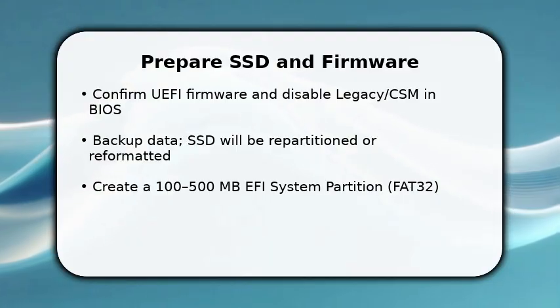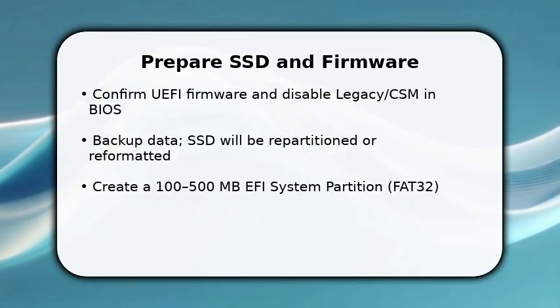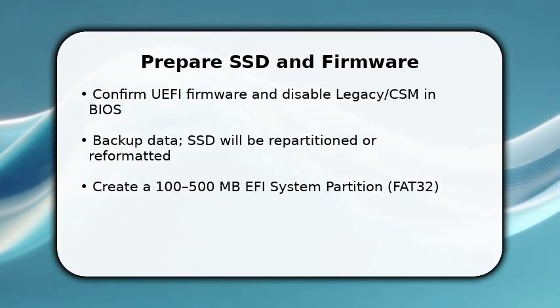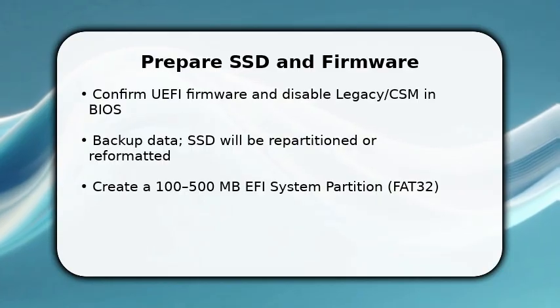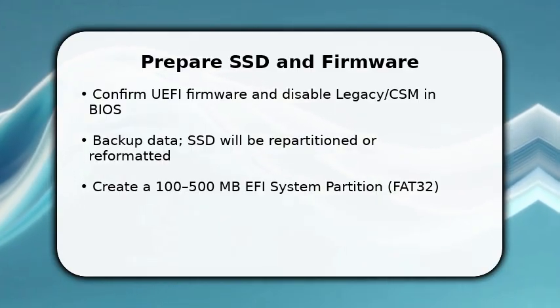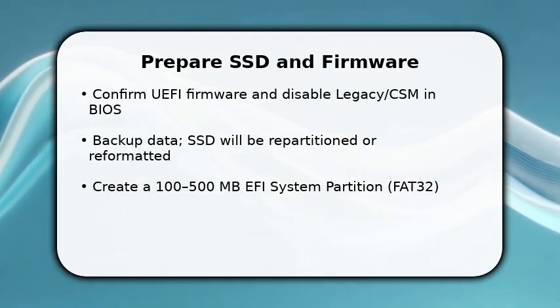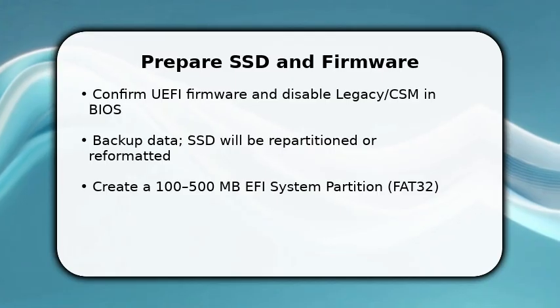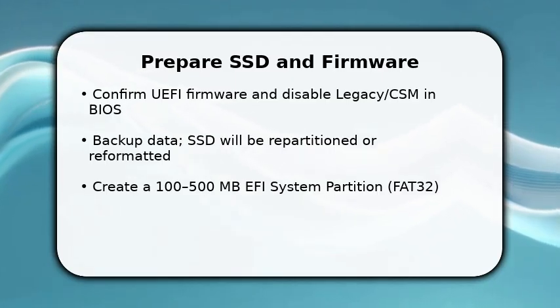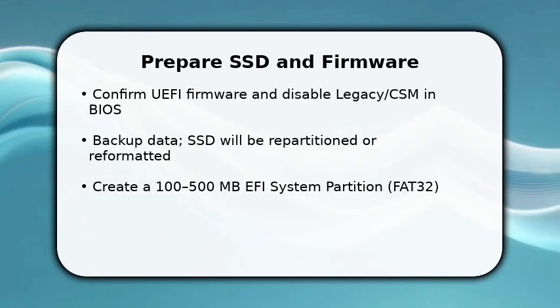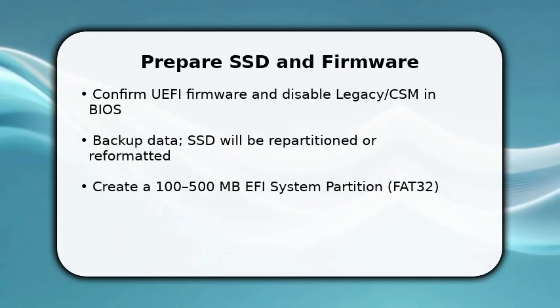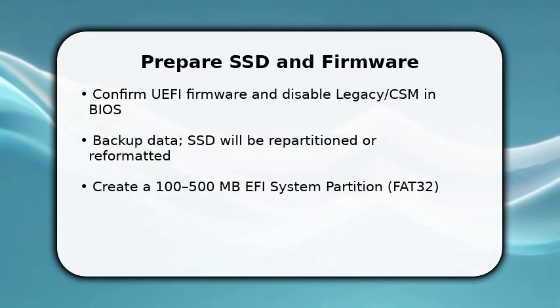You begin by ensuring your motherboard is in UEFI mode and Legacy or CSM is disabled. This guarantees the firmware will read the EFI partition. Next, back up any data. Reformatting may be required. Then, connect the SSD and use Disk Management or a disk utility to create a 100 to 500 MB FAT32 EFI system partition. This is where UEFI looks for bootloaders.